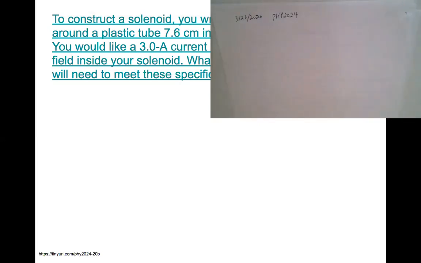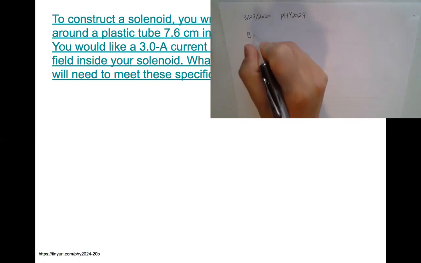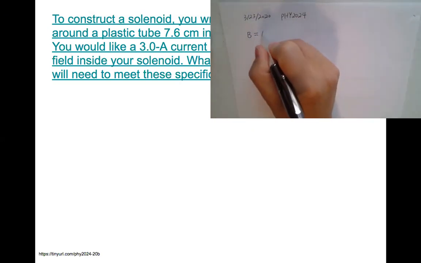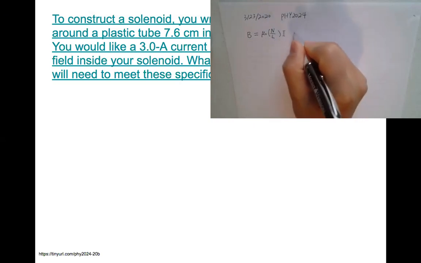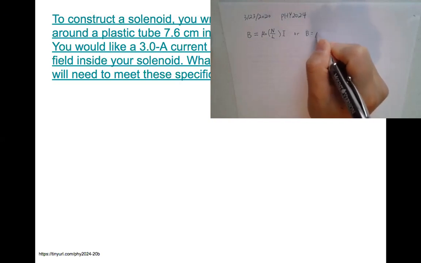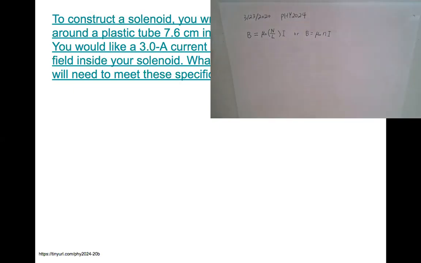All right, let's take a look. In the previous slides, we said for a solenoid, the magnetic field strength B is equal to either mu naught times capital N over L times I, or B equals mu naught times small n times I, where small n means turns of coils per unit length. So in here, what you are looking for is how long the wire should be.